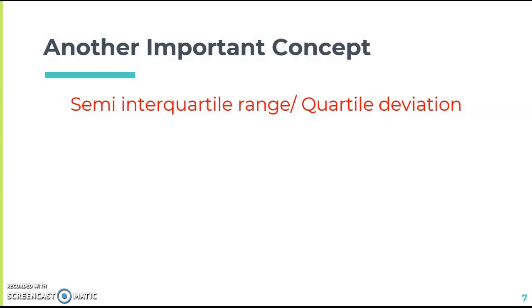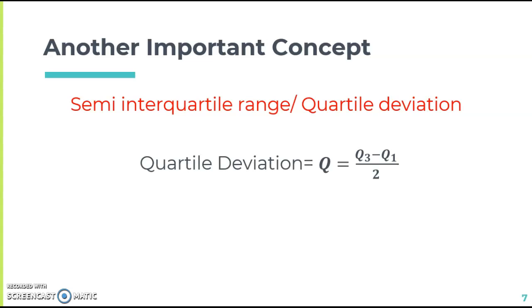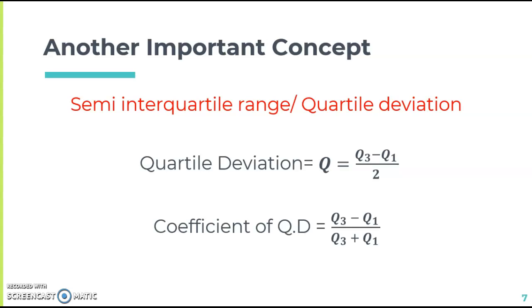Now another important concept to be highlighted is, with the help of quartiles, we can find out the semi-interquartile range or quartile deviation. It is denoted by Q, and the formula is Q3 minus Q1 divided by 2, that is the semi-interquartile range or quartile deviation. The coefficient of quartile deviation, which is nothing but relative deviation, is Q3 minus Q1 divided by Q3 plus Q1. These formulae are important from the exam point of view.